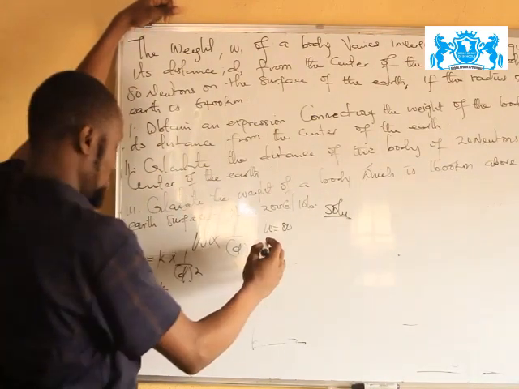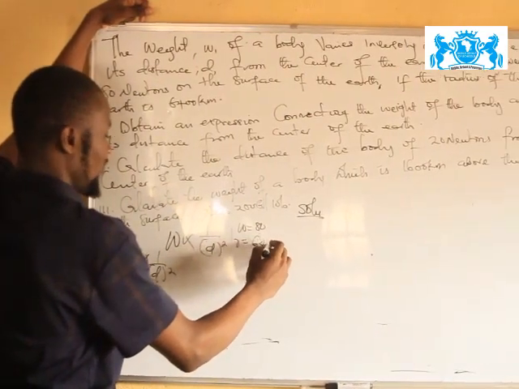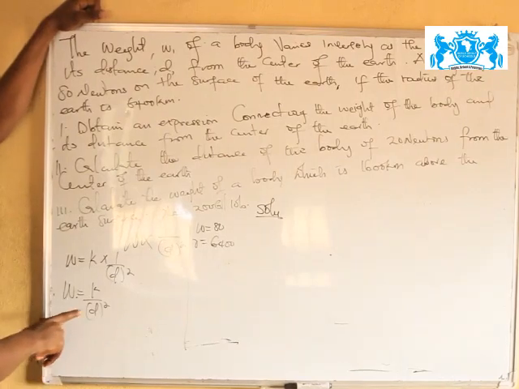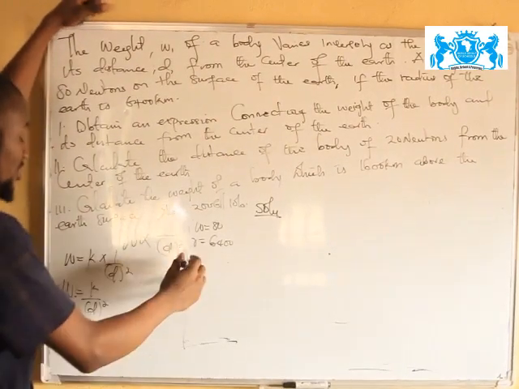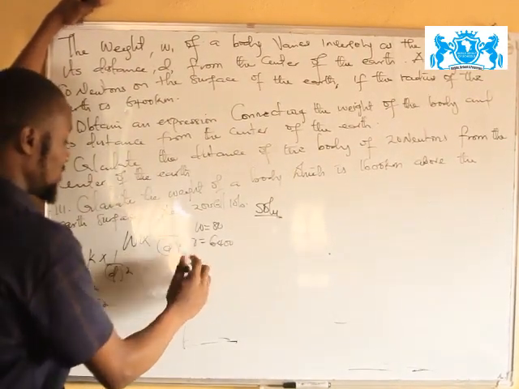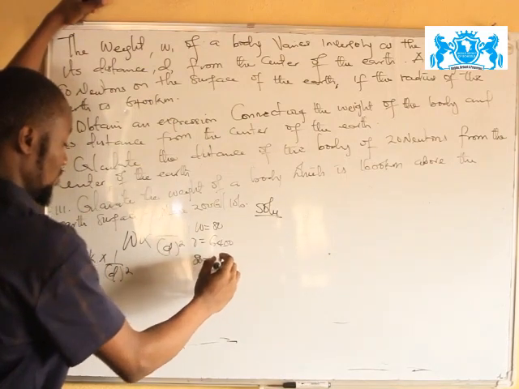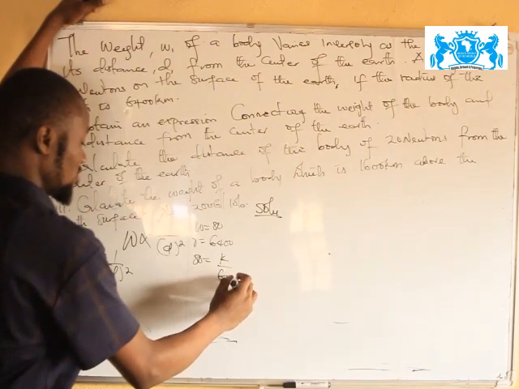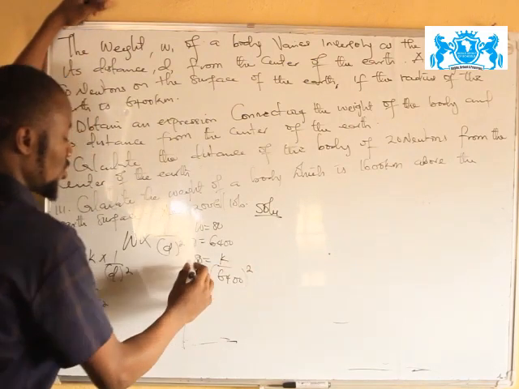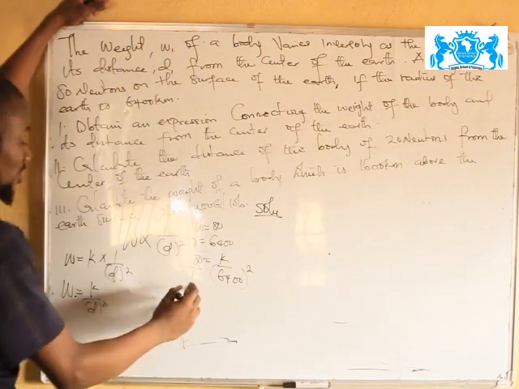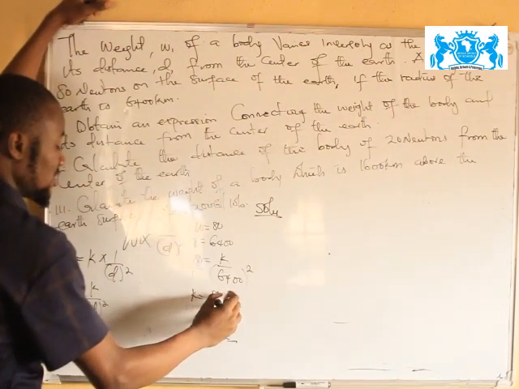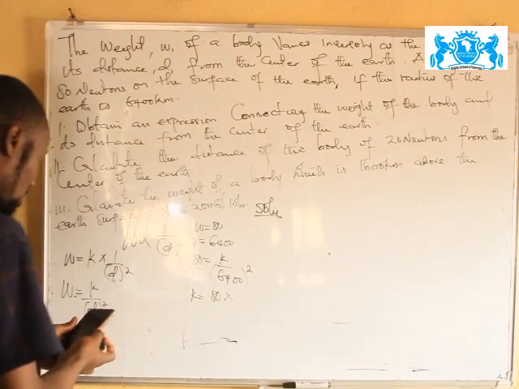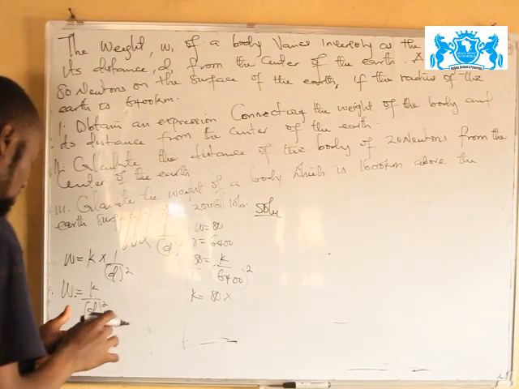And the radius is 6,400. Now, first of all, you need these parameters for you to get your k, the constant of the variation. You have W, which is 80, equals k over 6400 raised to the power of 2 over 1. You cross multiply. When you cross multiply, you have that k equals 80 times 6400 raised to the power 2. Let's see what it gives us.